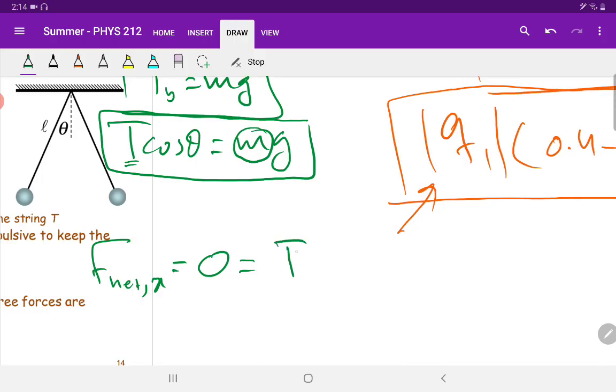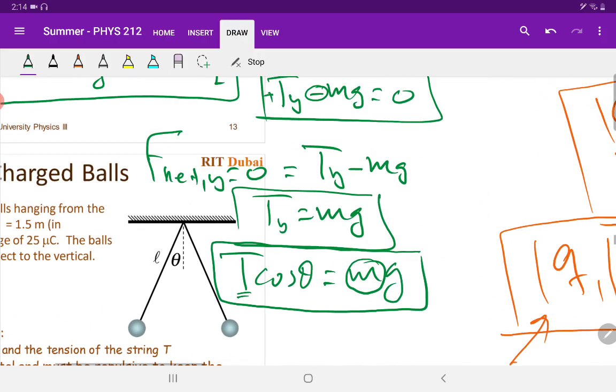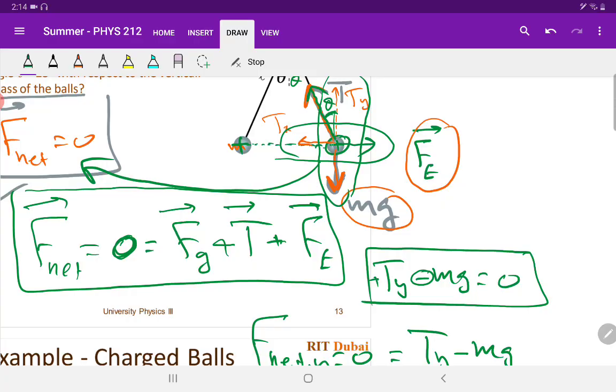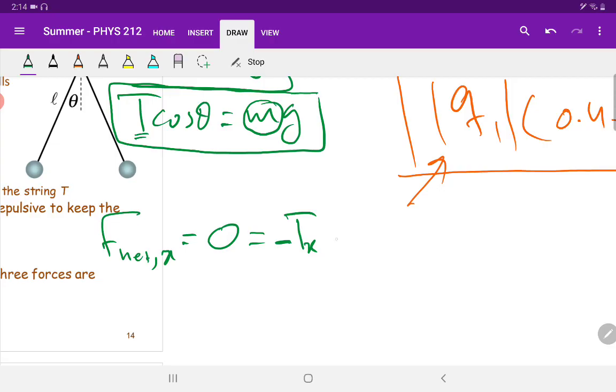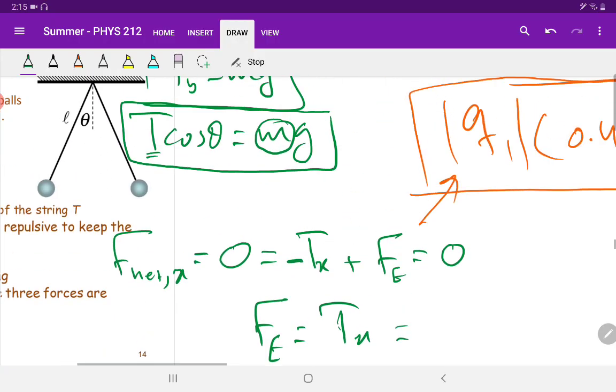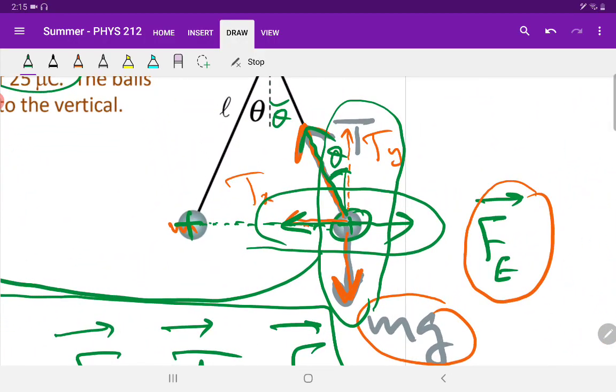Now, what's F net x? It should be T minus Tx. Now, why minus Tx? Because look at this one. The Tx is pointing to the left, and that's why it has a minus sign, plus the magnitude of Fe, which is, by the way, you can think about this one as, forget about this one, okay, and that will give me here Fe, and that should equal 0. Now, in this case, we know that Fe should equal Tx.